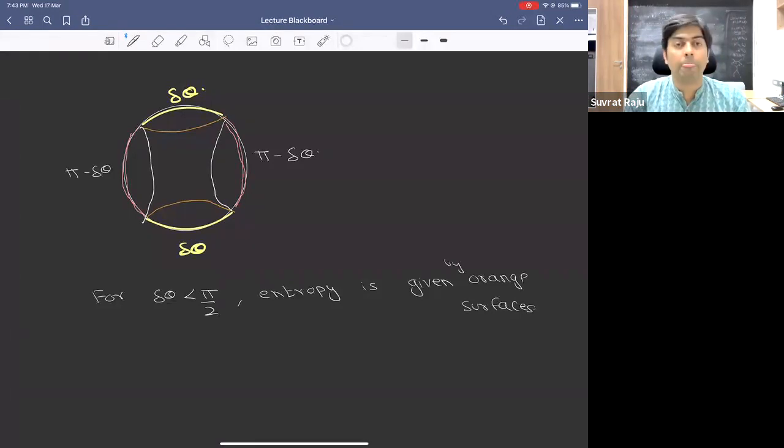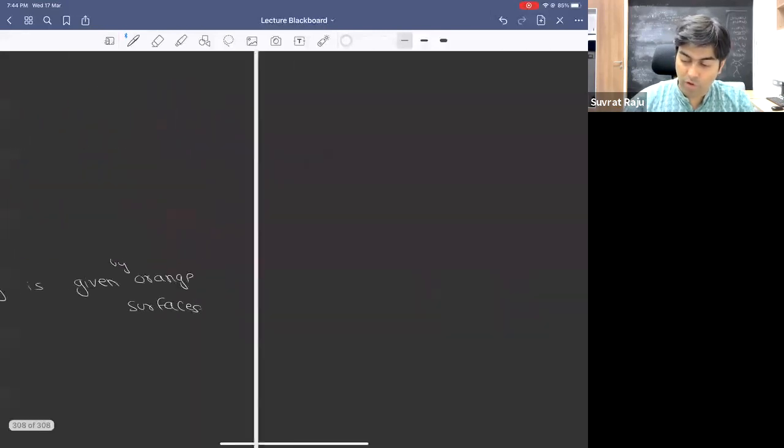the orange surfaces. On the other hand, as delta theta becomes larger, and the point at which it switches is when delta theta becomes larger than its complement, which happens when delta theta becomes larger than pi by 2, you see that the entropy is given by the white surfaces. Right? And that's because when delta theta is large, when delta theta becomes larger than pi by 2, then the entropy of the white surfaces is smaller than that of the orange surfaces. Okay. So let's copy this once more because I want to emphasize what's happening.